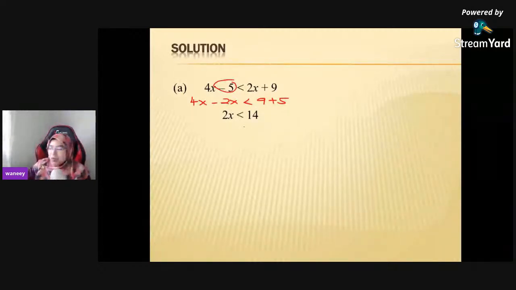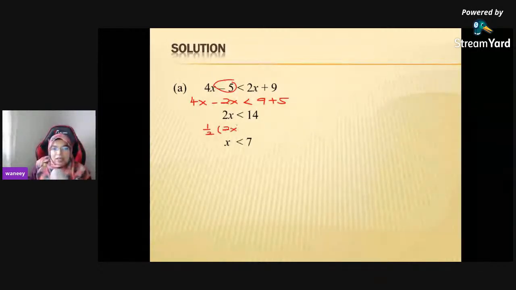If let's say we times with 1 over 2 on both sides, 1 over 2 is actually some positive number. So that is how you end up with x less than 7. So times with 1 over 2 times with 2x, and this is 1 over 2 times with 14. So times with some positive number, do not flip your inequality sign.